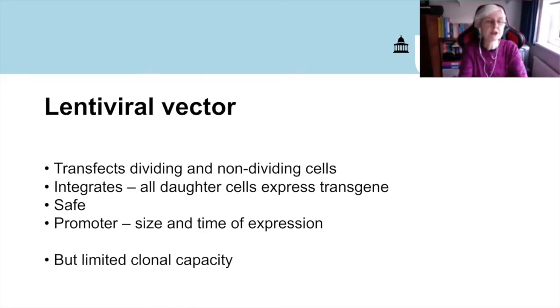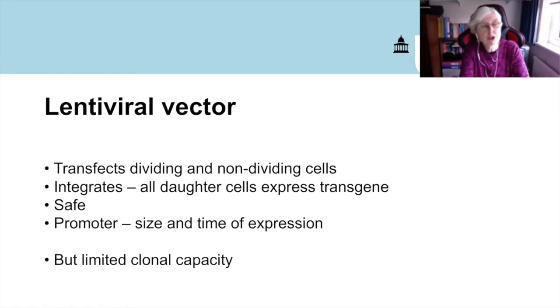So the advantages of lentivirus is that it transfects both cells that are proliferating and also non-proliferating cells, for example, post-mitotic muscle fibers or quiescent stem cells. It integrates, so it's heritable or daughter cells that express the transgene. It's safe, it's been used in clinical trials for different conditions.